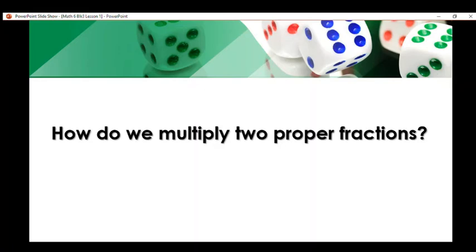So in an easier way, when we are multiplying two proper fractions, we just multiply numerator to numerator, then denominator to denominator, then simplify your answer by canceling out factors.